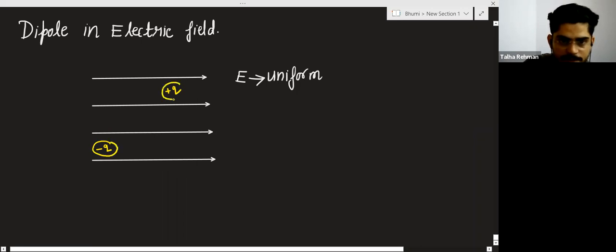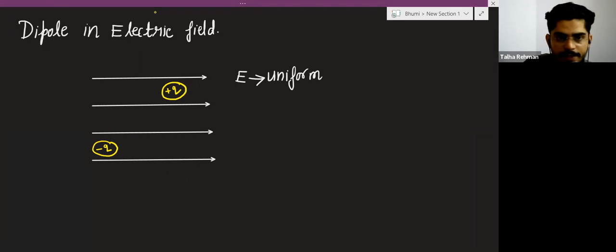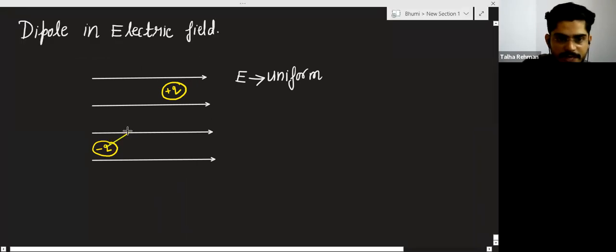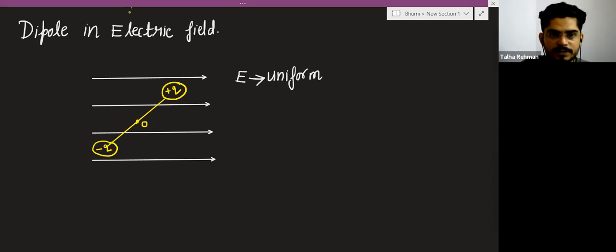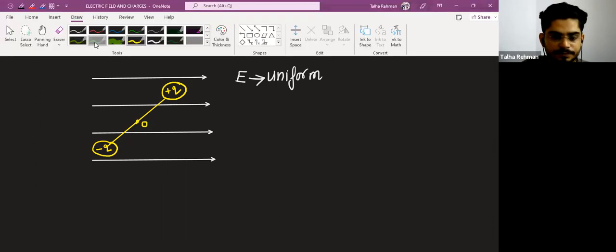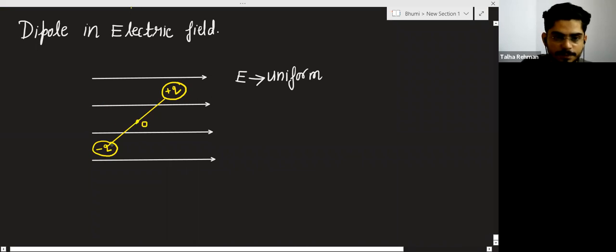Plus q charge here, and this system is known as the dipole. This system is known as the dipole, a system of two charges separated by some distance. And this is the center of the dipole, and I am assuming this point minus Q is at A and this point, plus Q, the point charge plus Q, is at B.